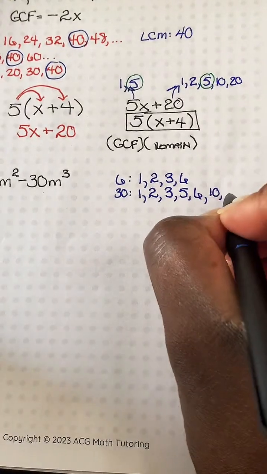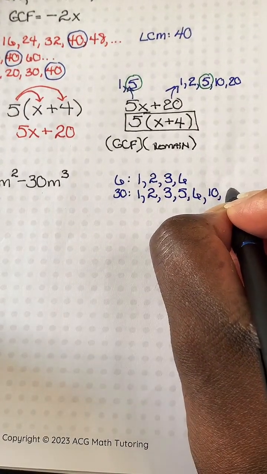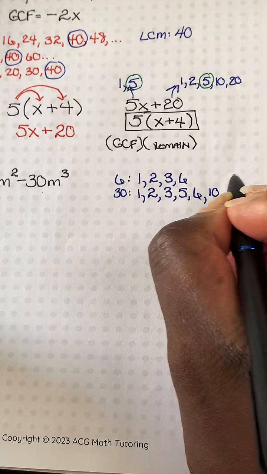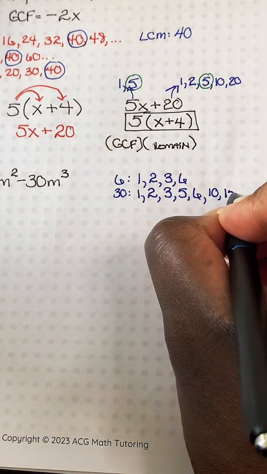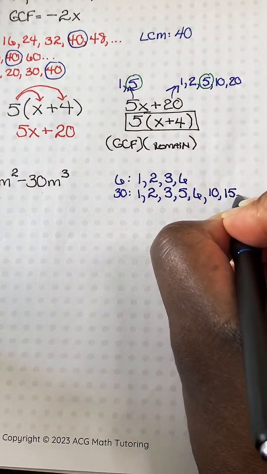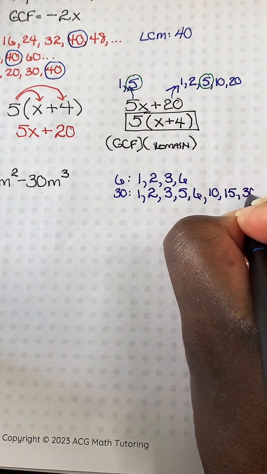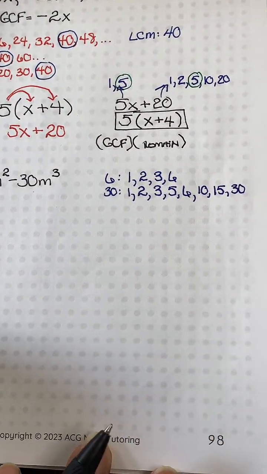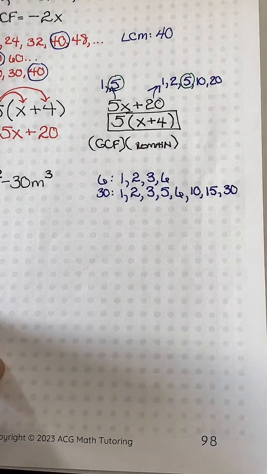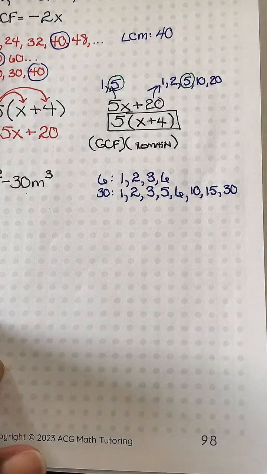Because if I keep going, I know there's 15. Hold on. No, not 12. Yes. I know 15 is involved. And I know 30 is involved. And I probably skipped something, but I just want to get to the point. I'm looking for the greatest common factor.